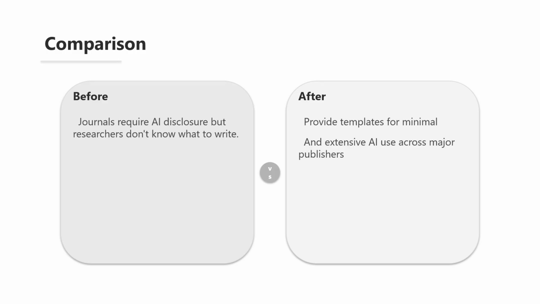Statements like "AI assisted with various aspects of this work" don't satisfy disclosure requirements and may actually raise reviewer suspicions. Reviewers want to know exactly what AI did and how you verified it. Remember, the more specific you are, the more confident reviewers and readers will be in your work.